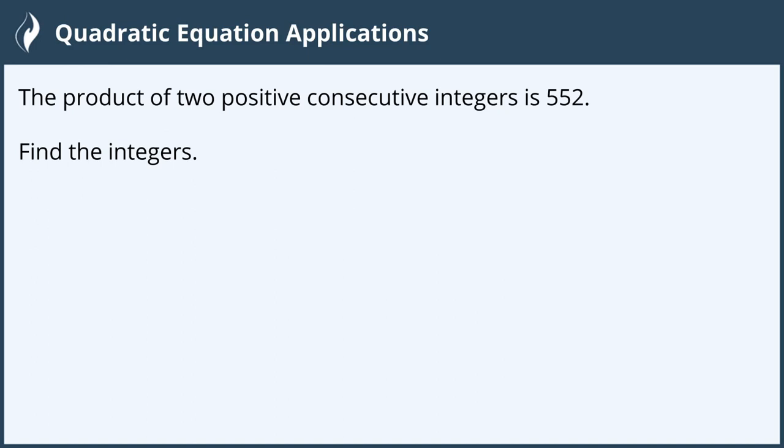Hi everyone! In this video we will solve a quadratic equation application problem. The product of two positive consecutive integers is 552.